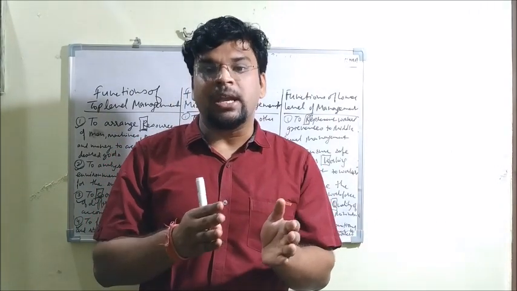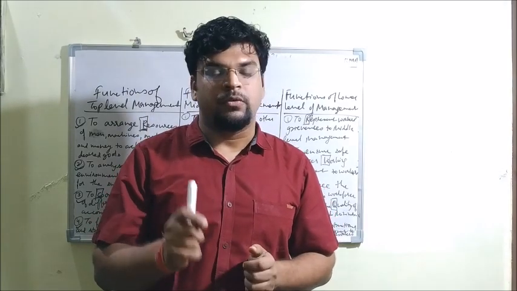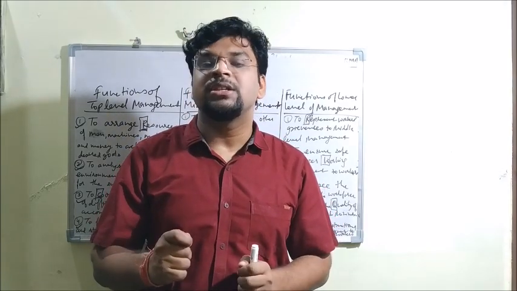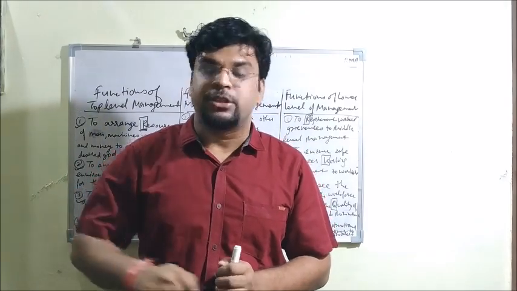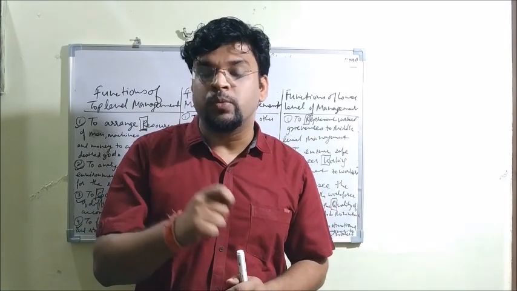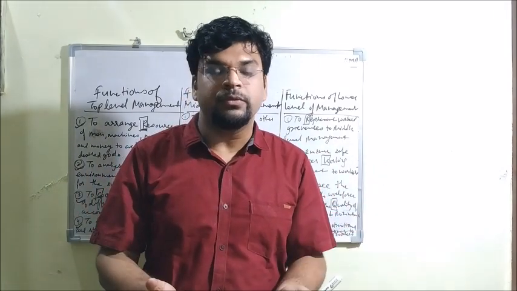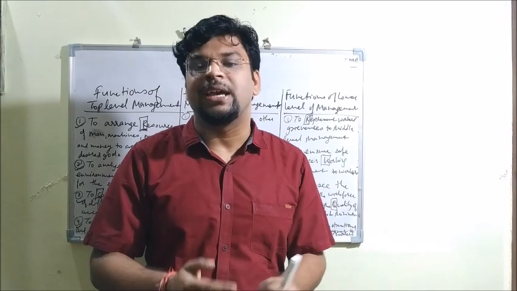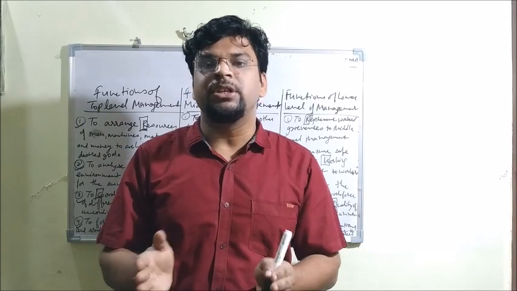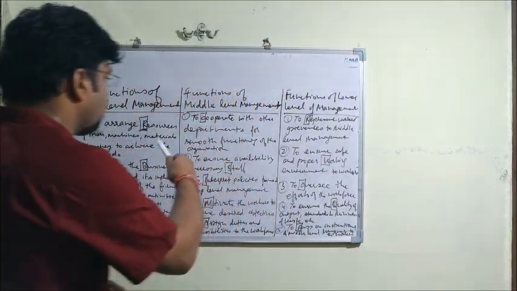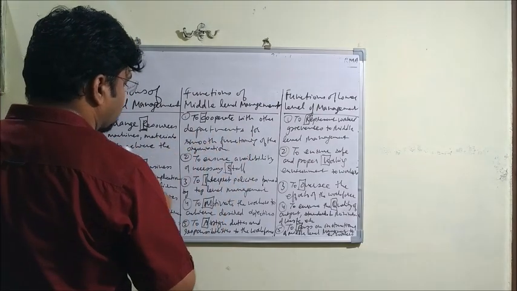So these 3 have to cooperate with each other, because if we are talking about a production manager, he needs money, and for that the finance department has to be contacted. And another, we talked about human resource. Okay, so for production we need people, we need human resource, so that's why the HR department has to be contacted. So they have to cooperate with each other, right? So the middle level management cooperates with other departments for smooth functioning of the organization.